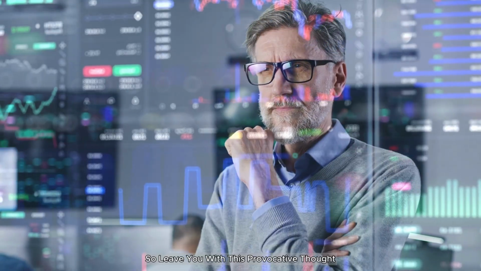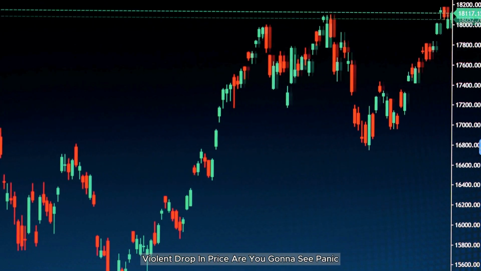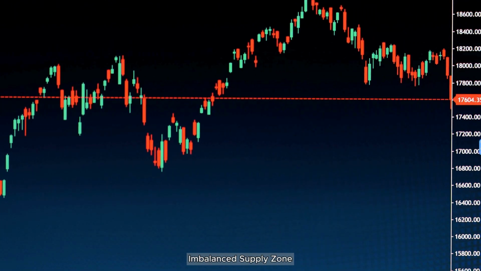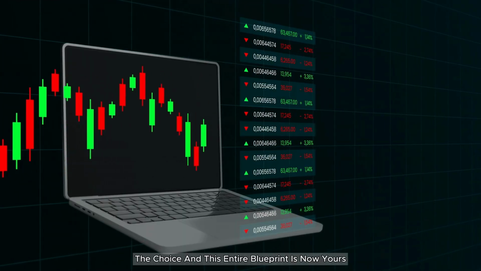So I'll leave you with this provocative thought. Next time you open a chart and see a massive, violent drop in price, are you going to see panic? Or will you simply see the market leaving behind a beautifully imbalanced supply zone, just waiting for your first touch entry? The choice, and this entire blueprint, is now yours.